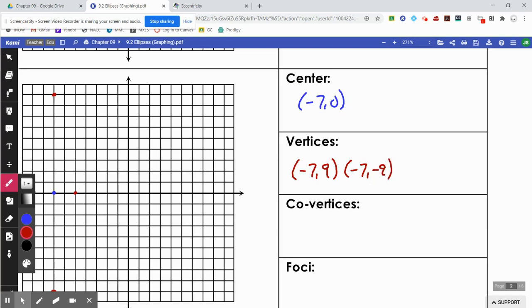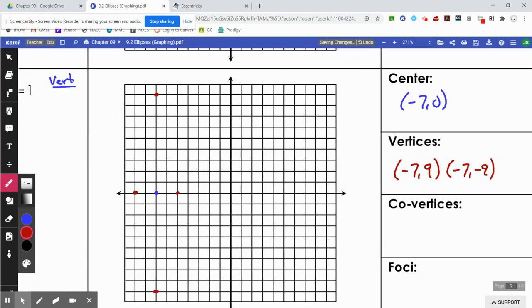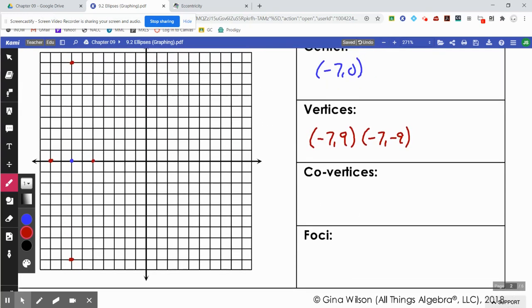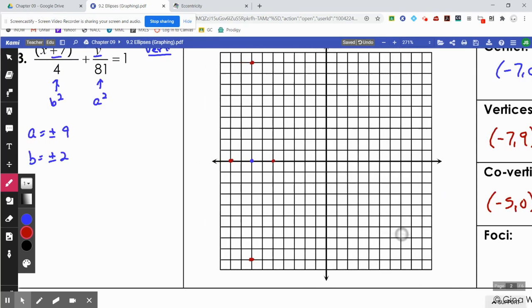Or you could have just done the plus minus sign there. To find our co-vertices, we went right 2 and left 2 from our center. So that's going to be at -5, 0 and at -9, 0.